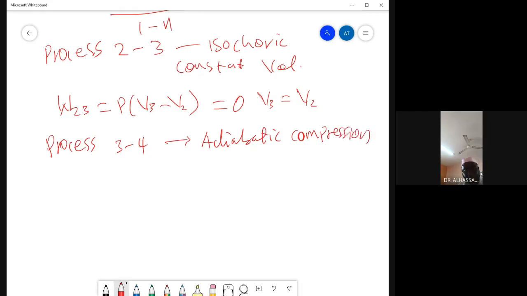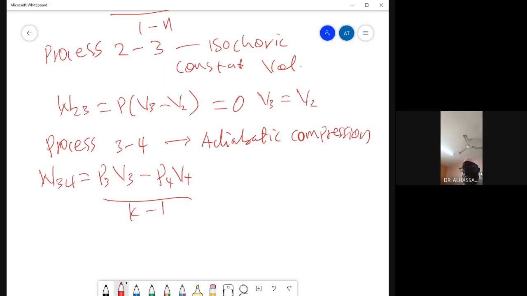So now what happens is like this. In adiabatic compression, W boundary work from 3 to 4 is given by P3 V3 minus P4 V4 divided by K minus 1. Okay, so now we need to determine the value for K as well. How do we determine the value for K?